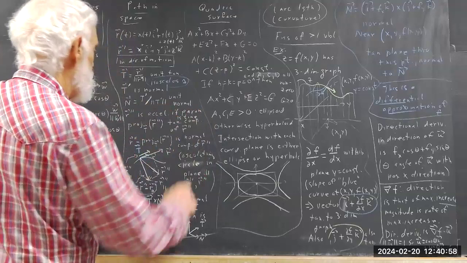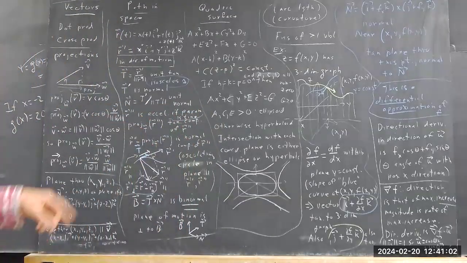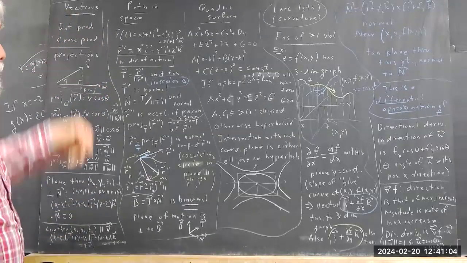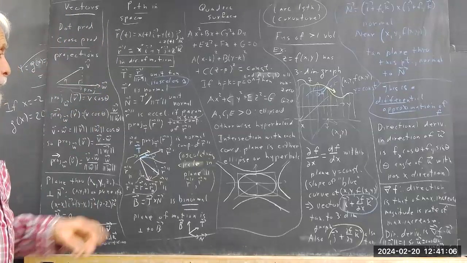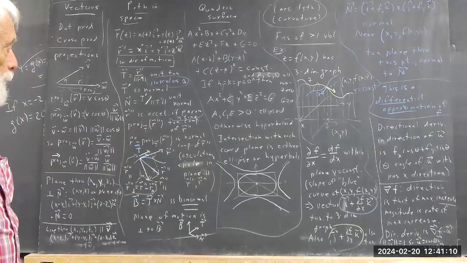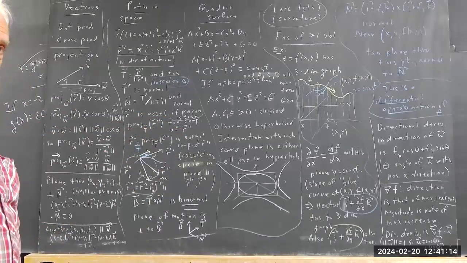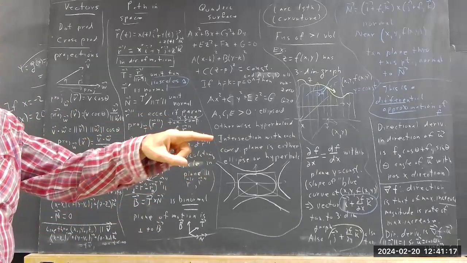If your parameter is time, then R double prime is your acceleration and R prime is your velocity. And if you project R double prime onto your unit tangent vector, you get the tangential component of R double prime, which is the component of your acceleration in the direction of motion.